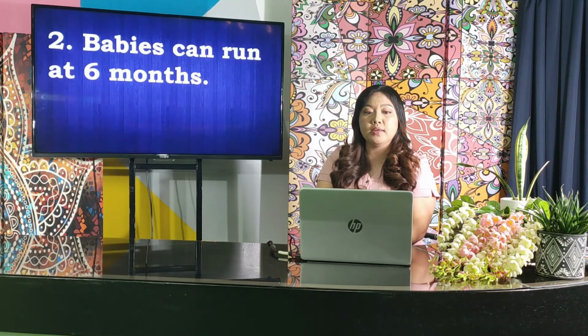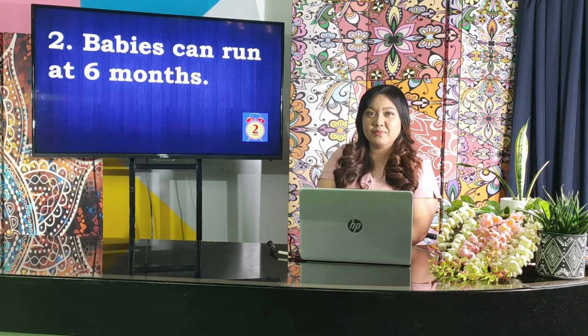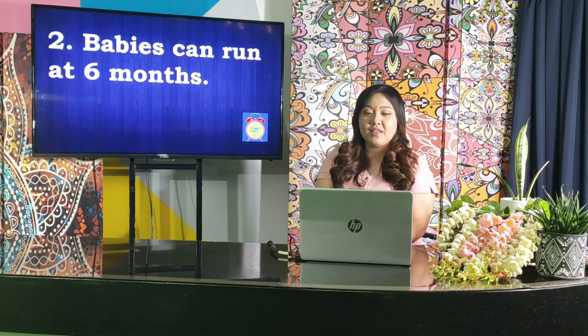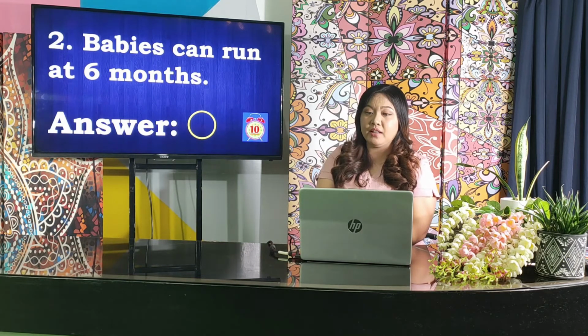Number 2. Babies can run at 6 months. What do you think is the answer? Is it hyperbole or irony? The correct answer is circle. It is hyperbole because it is impossible that a baby can run at 6 months.